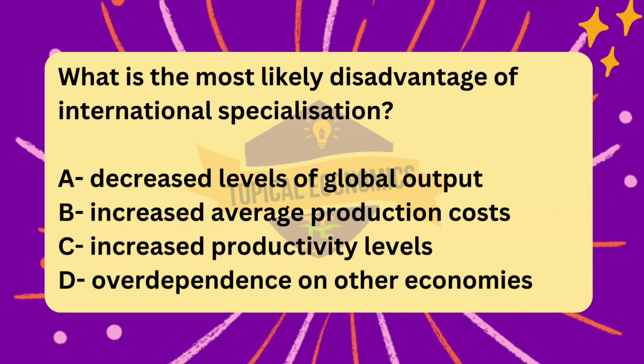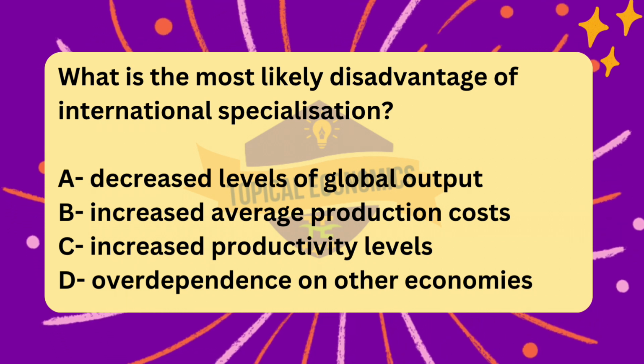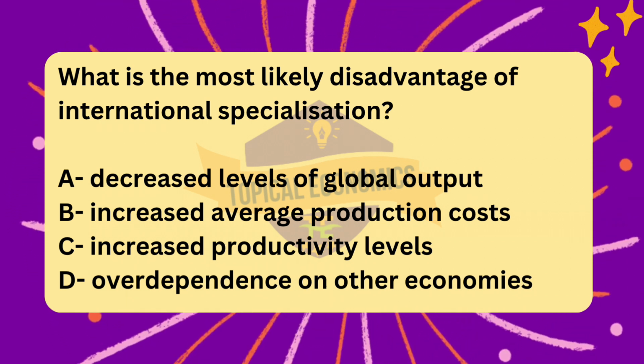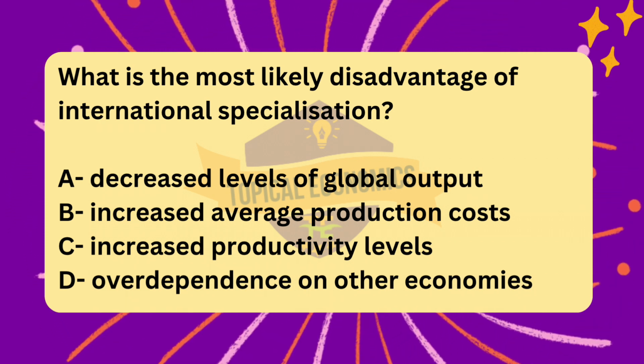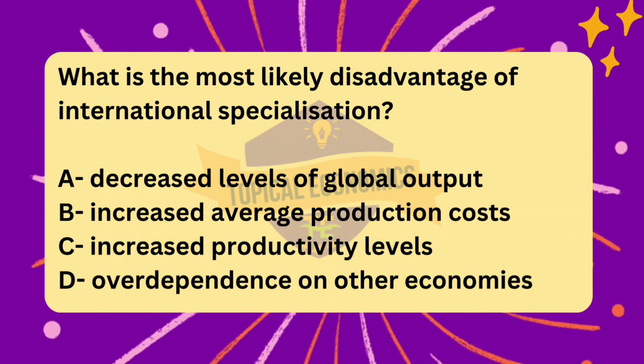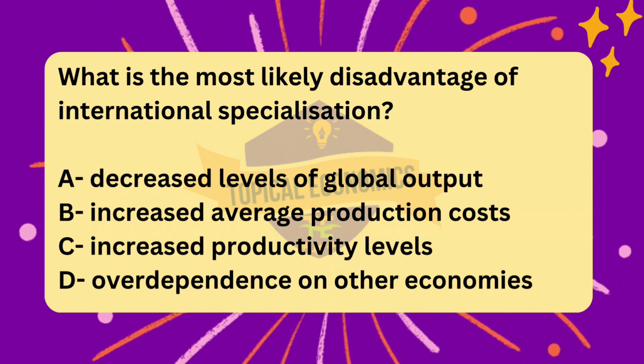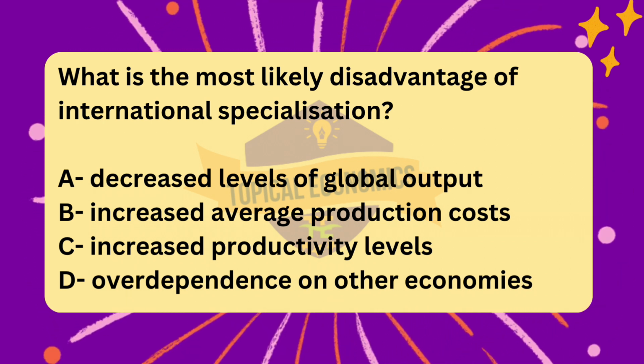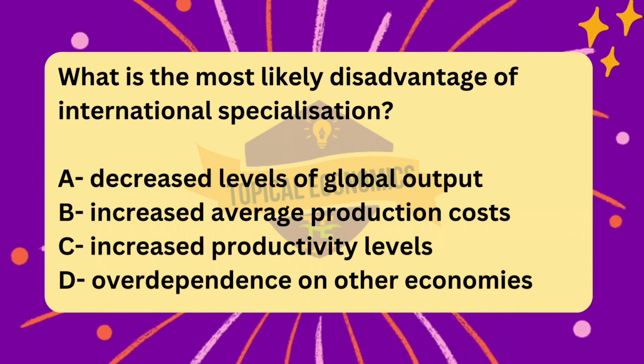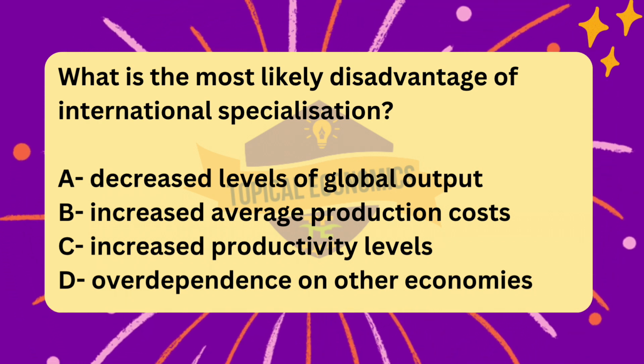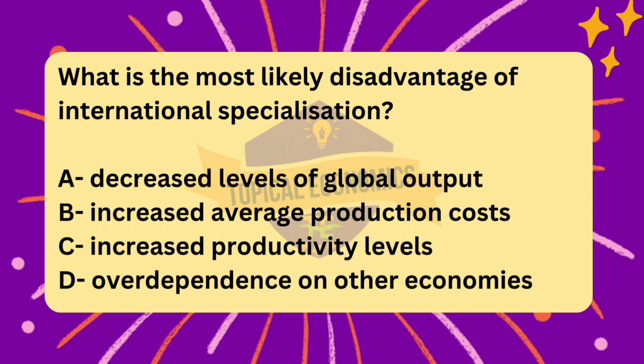Next, option B. Increased average production costs. Specialization typically leads to decreased, not increased, production costs due to economies of scale and more efficient use of resources. By focusing on a smaller range of products or services, countries can streamline production, increase productivity, and reduce average costs.